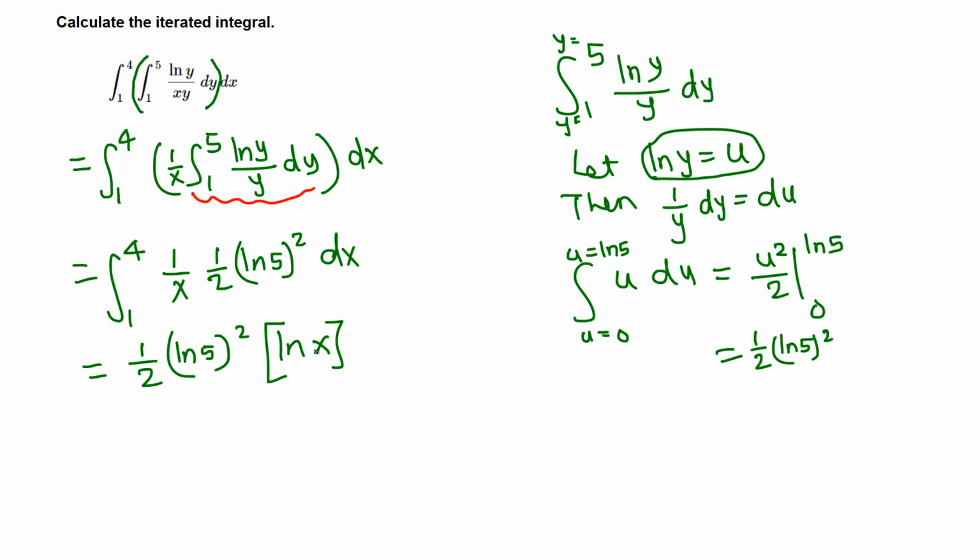And we go from 1 through 4 here, so 1/2 ln 5 quantity squared. Okay, upper limit ln 4 minus ln 1. ln 1 is 0, so just ln 4 minus 0, we don't have to write it, and this is another decimal number, final.